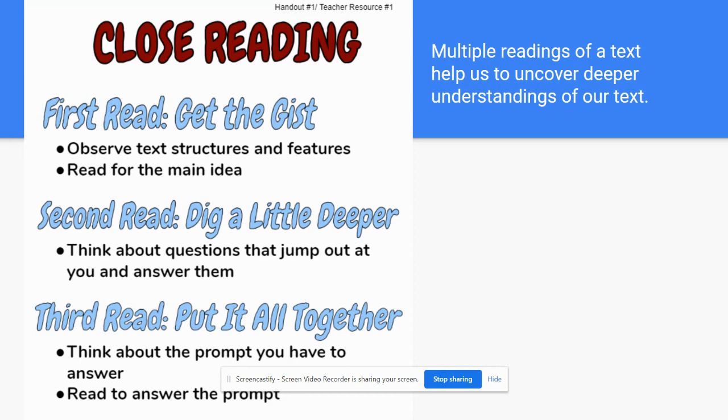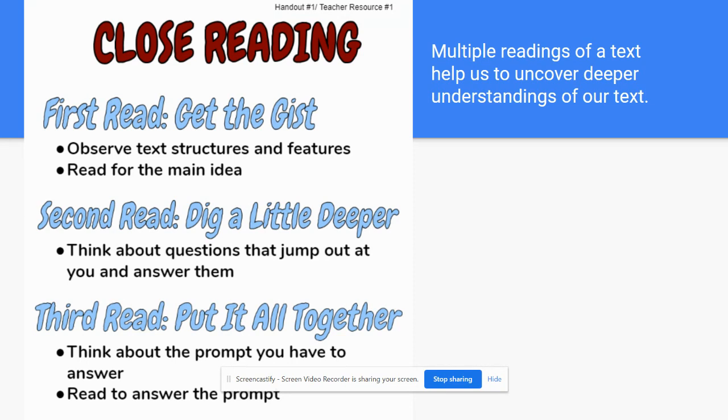As we're reading, we want to think about things that pop out in our mind. This is where we can maybe circle things we don't understand or underline important information. The third read is when we put it all together. So the third read is when we read to answer the question. So you want to think about the prompt or question that you have to answer, and then you want to pull information out of the article that will help you answer that question.